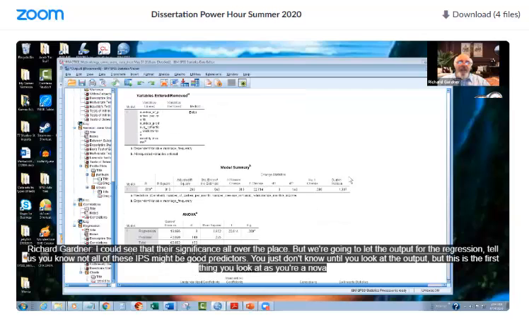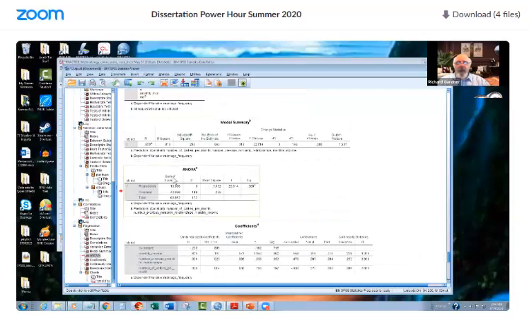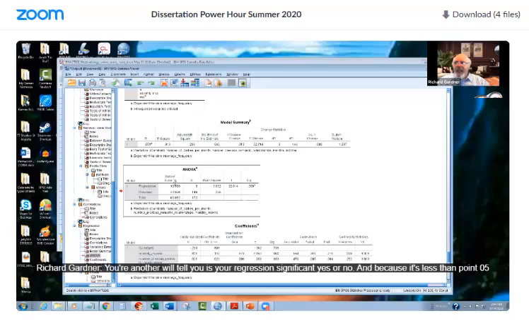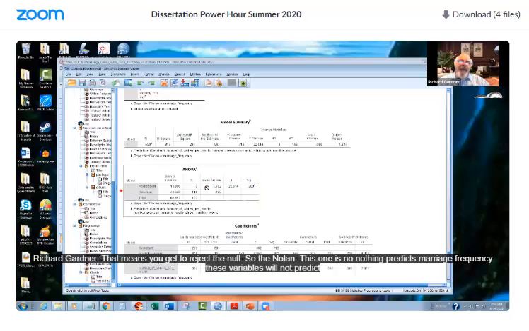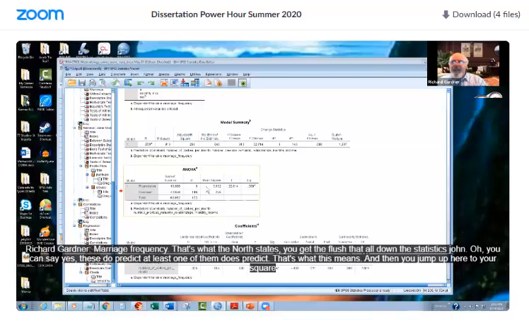But the first thing you look at is your ANOVA. Your ANOVA will tell you, is your regression significant? Yes or no. And because it's less than 0.05, that means you get to reject the null. So the null in this one is, no, nothing predicts marriage frequency. These variables will not predict marriage frequency. That's what the null states. You get to flush that null down. And you're going to say, yes, these do predict. At least one of them does predict.